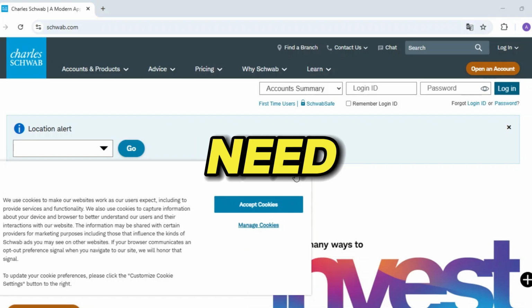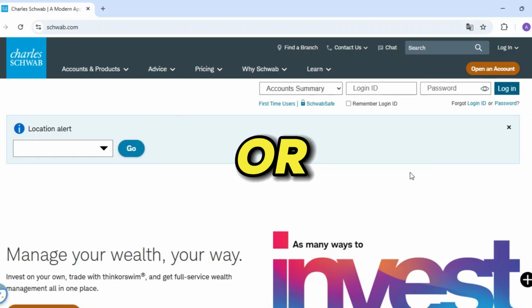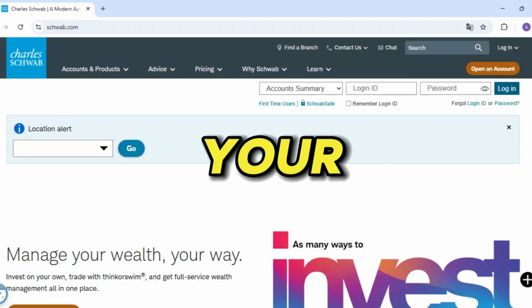Hey there. Need to access cash from your Schwab brokerage or checking account? Withdrawing money is straightforward, but the timing depends on your method.